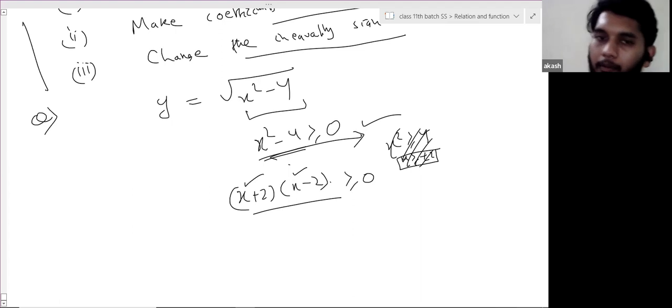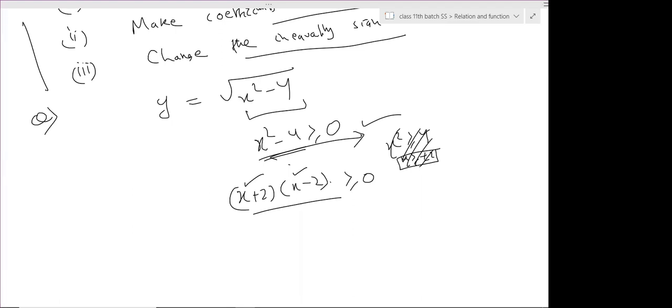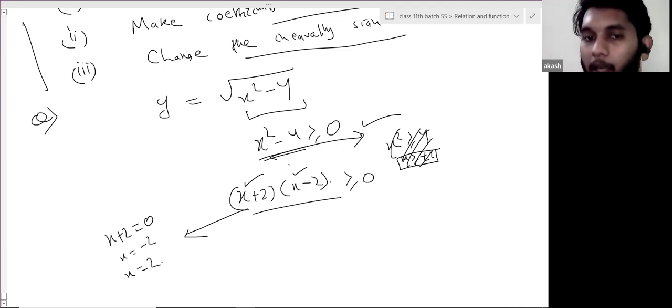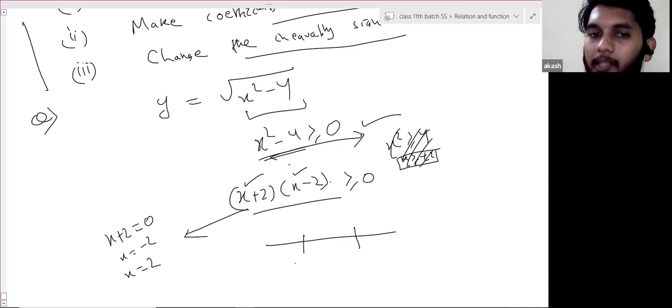Now starts the important thing. You have to write the factors for this. If you have x plus 2, this is 0, then x is minus 2, for x minus 2 is 0, x is 2. Now what you have to do, make a number line with these factors, minus 2 and 2, always in ascending order. This thing is clear?